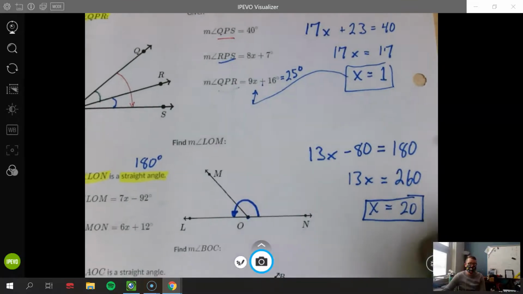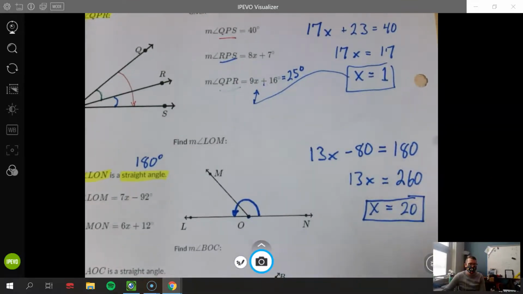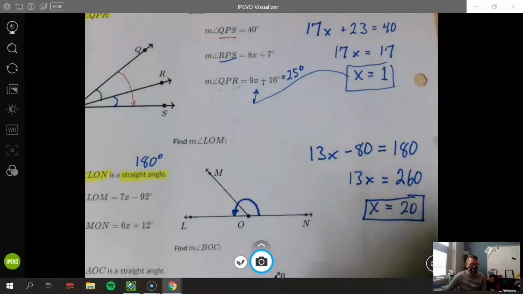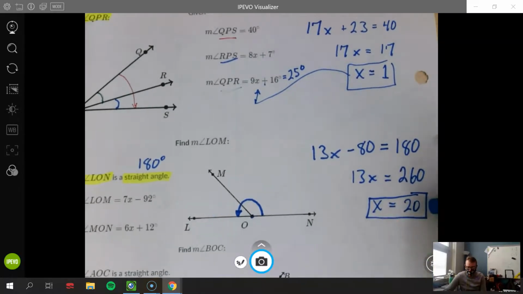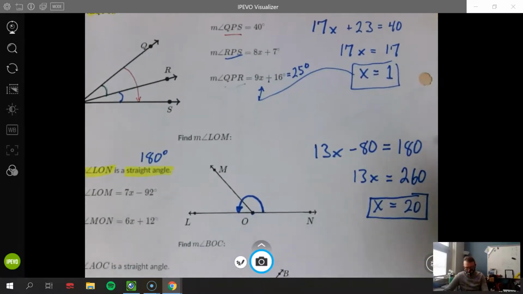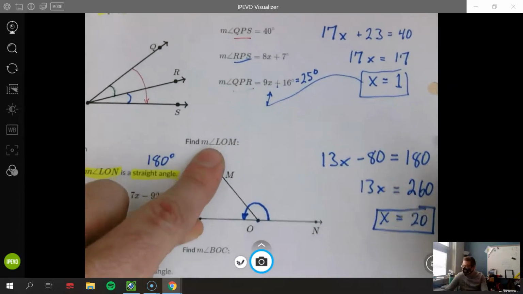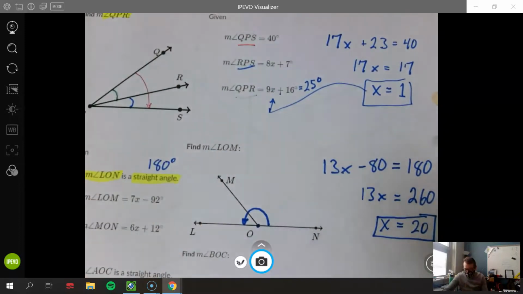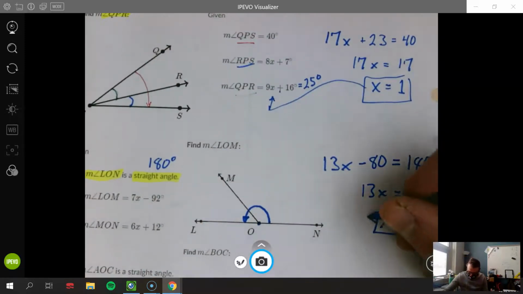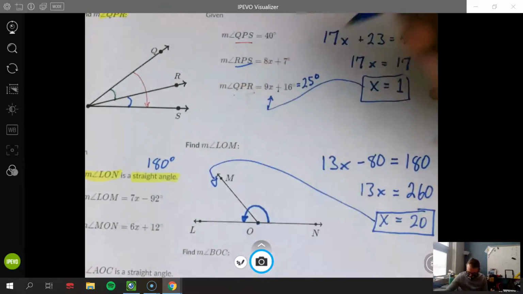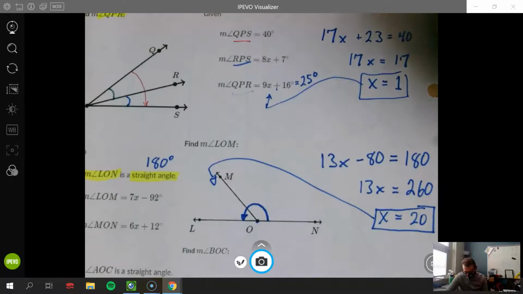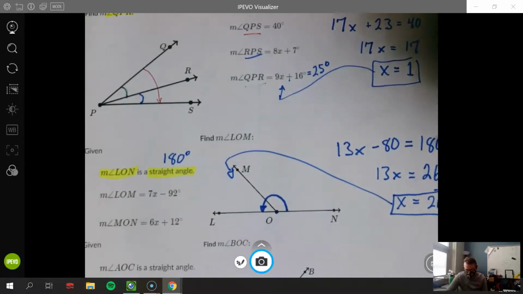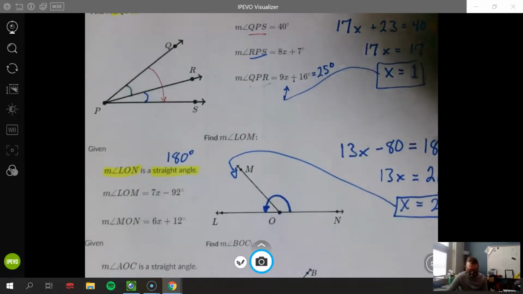And guys, especially when you get answers like 20, that's when you're going to jump to type it in. Because 20 could be an angle measure. I mean, any number could be an angle measure. But stop. That's not what our answer is. We need to find LOM. So 140 minus 92. So what is that?